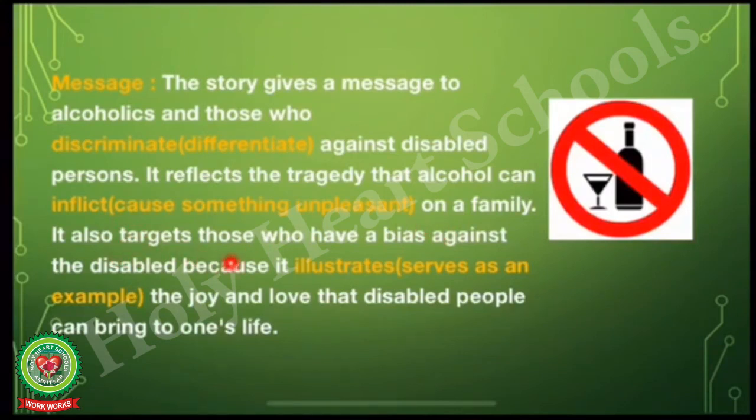It also targets those who have a bias against the disabled because it illustrates the joy and love that disabled people can bring to one's life. Underline the word illustrates and write down serves as an example. So this story serves as an example for the ones who actually differentiate. So students, here the writer seems to target the alcoholics and those who discriminate against handicapped or disabled person.